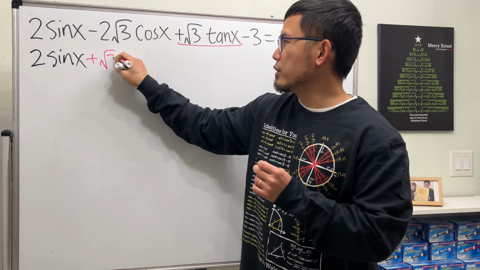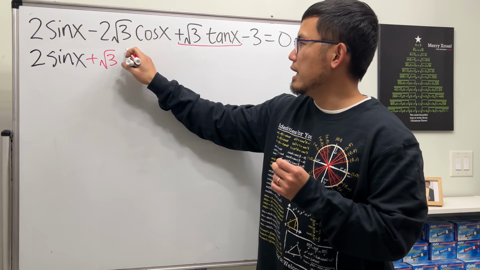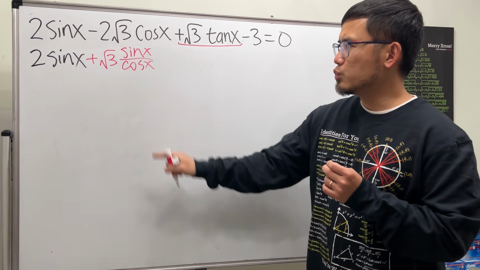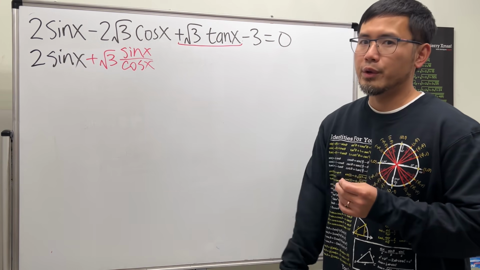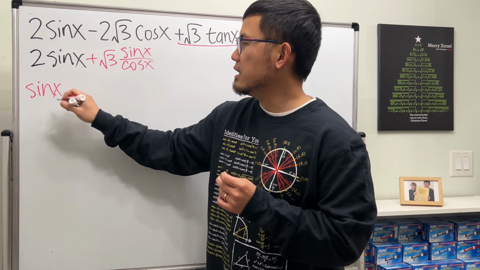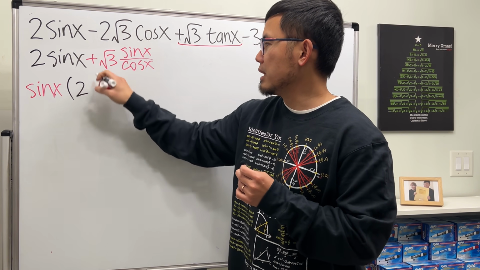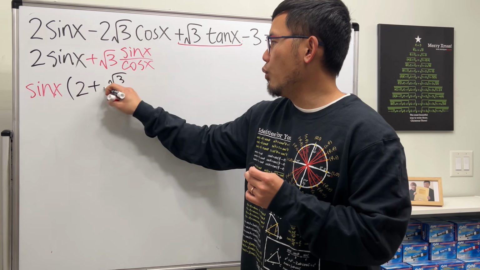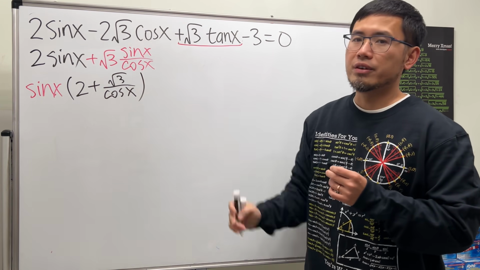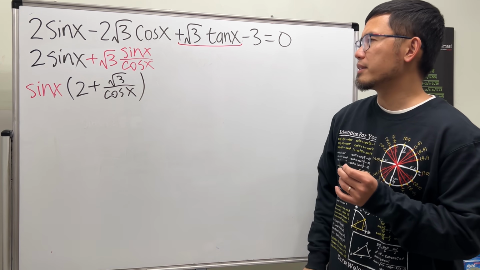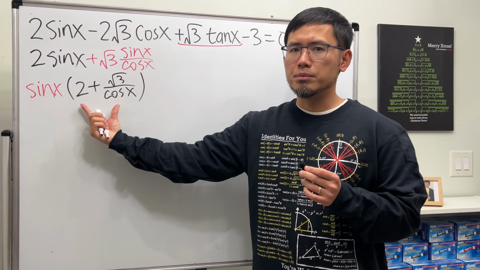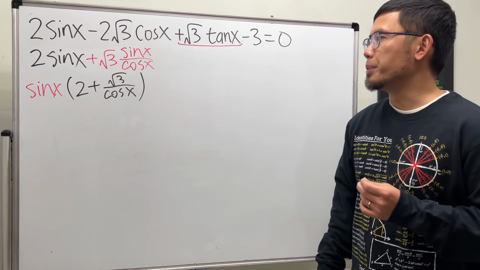So we have plus square root of 3, and let's write tangent x as sine x over cosine x. Because this way we get to factor out the sine x, which is very nice. And let's see, if we factor that out, we will have the sine x on the outside, and then we have this 2 plus square root of 3 over cosine of x. So that's this and that together. Now, in order to continue factoring, we will have to see if this and that together can somehow give us this term. Keep that in mind. So this is factoring by grouping.